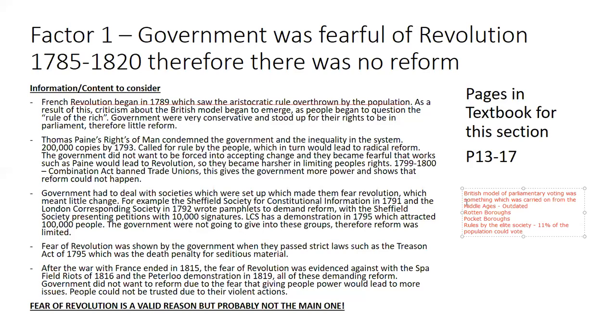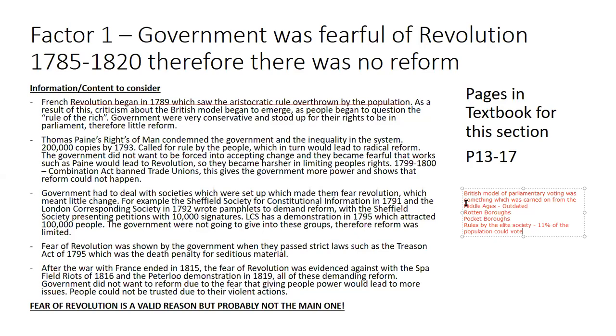Because the French Revolution occurred, this began to throw up questions about the British model of parliament. People began to question this rule of the rich. Was this something that was correct? So you could argue that because the French Revolution occurred in 1789 to around 1793, this rule of the rich was starting to be questioned. The government in England was very conservative and they stood up for their rights to be in Parliament. Therefore, there was little reform.